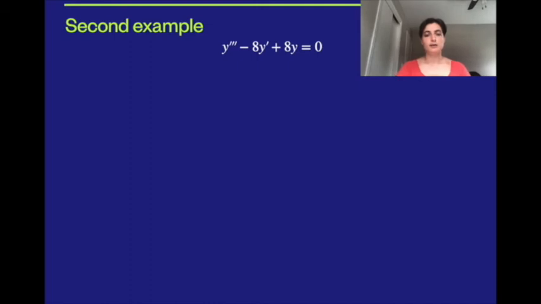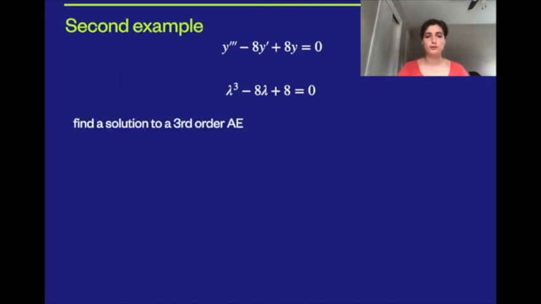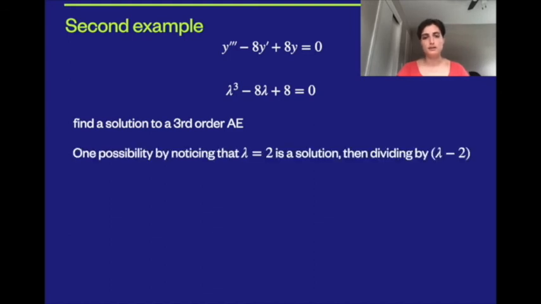The second example I want to look at is this third order equation in y. We construct the characteristic polynomial exactly as we did before, and we try to find a solution to a third order algebraic equation. You can start by noticing that lambda equals 2 is a solution to this equation. Then you can divide your full left-hand side by lambda minus 2.